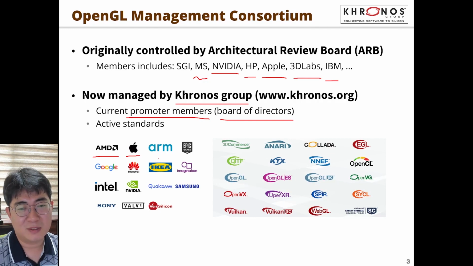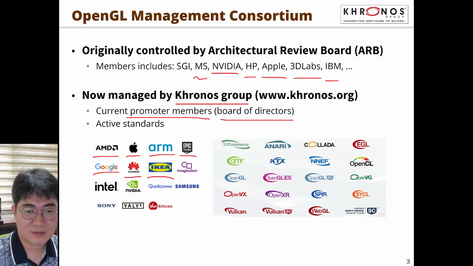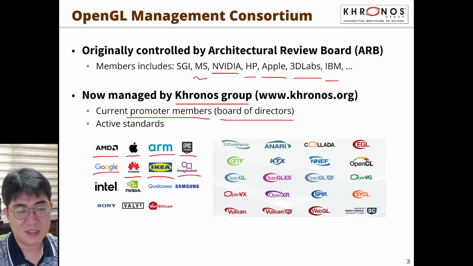And definitely Apple and ARM and Epic Games. Epic Games is the company that makes Unreal Engine. You probably have heard of it, one of the most famous game engines. And Google, everybody knows. And Huawei and IKEA. IKEA is the furniture company, and they are also quite interested in 3D visualization, so that's why they are here. And Imagination is one of the companies that made GPUs, usually for mobile processors.